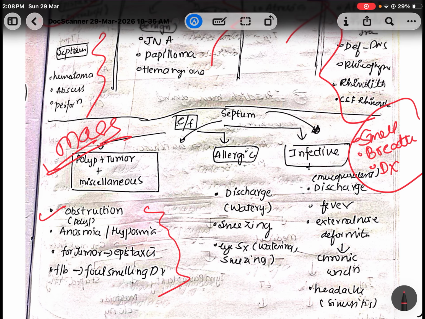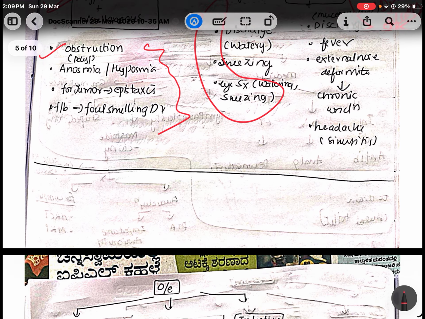Again, what kind of discharge? Watery, mucopurulent. Based on this, you will say whether it's infective or allergic. You might have bleeding also. One more important thing: in allergic, constitutional symptoms also you can mention. I hope the things are getting clear and fitting into place. So that's what I wanted to show.